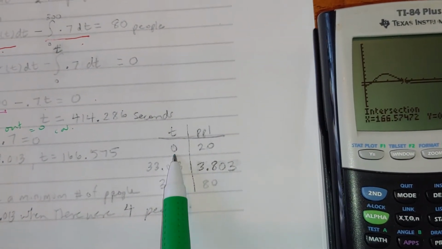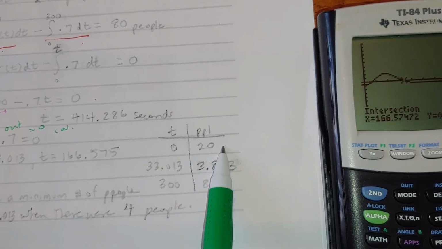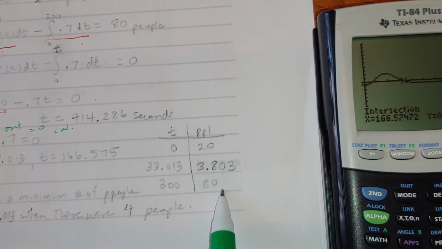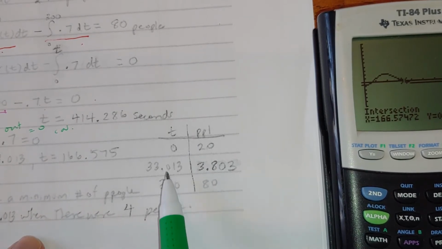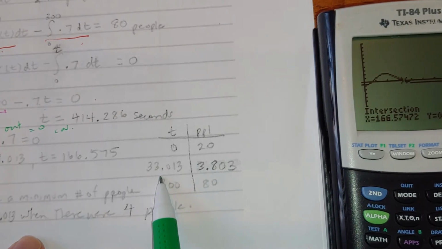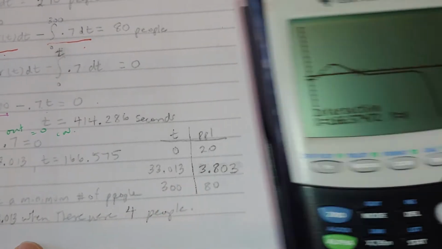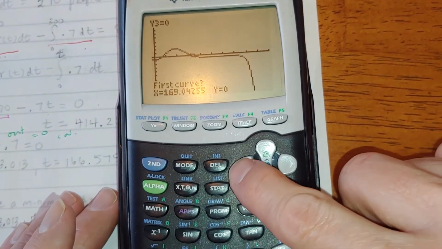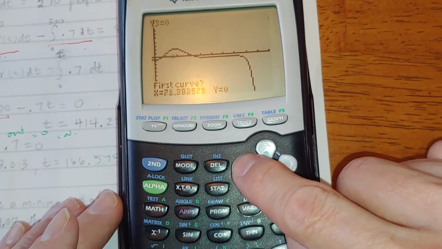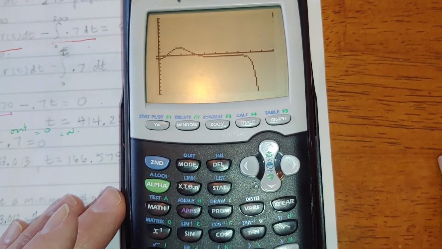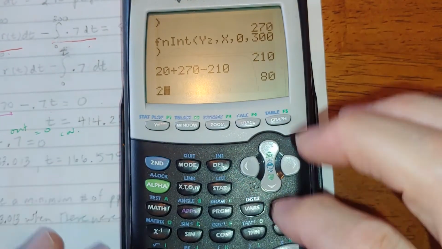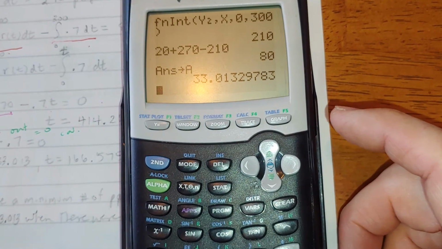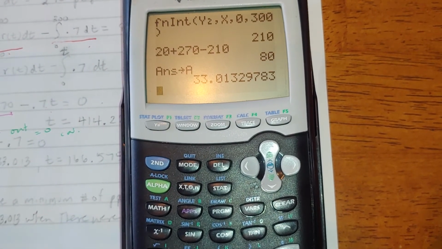And I know at 0, that's one endpoint, there were 20 people. And we calculated in part B that at 300 there are 80 people. So now to calculate the number of people at 33.013, and I should have stored that number. So just to remind you, I know you know how to do that, but I'm going to do it anyway. So second calc 5, let me go back to that point of intersection, enter, enter, enter. And so I'm going to second quit, store, alpha A, and now that 33.013 is stored in my calculator.